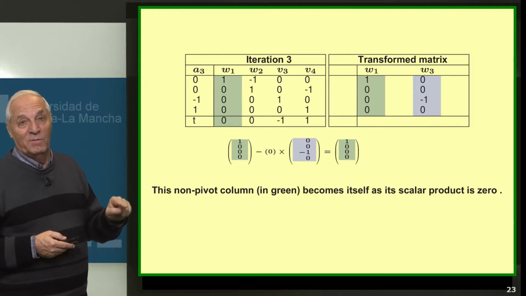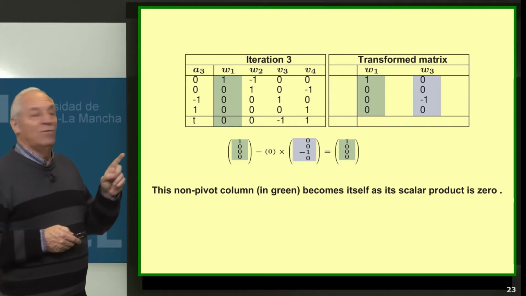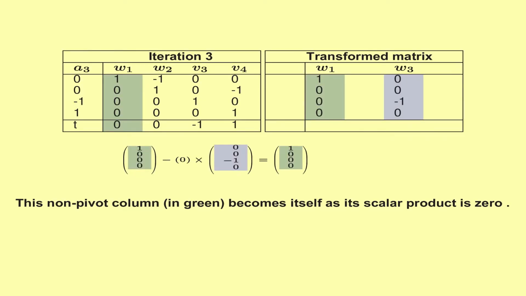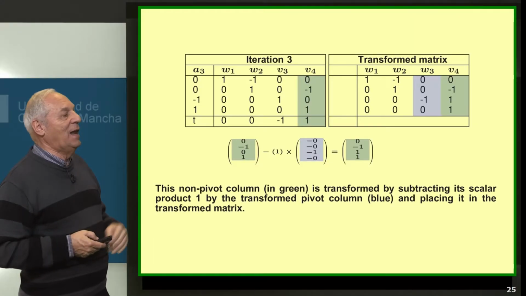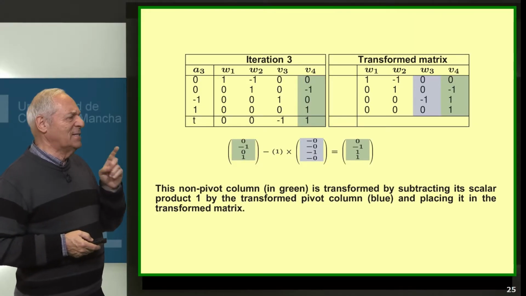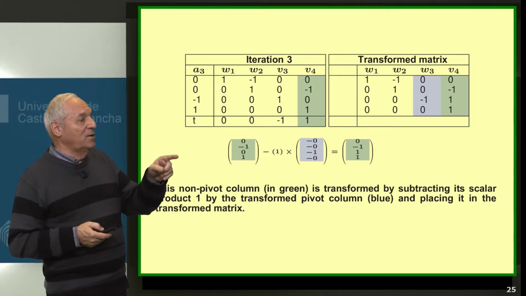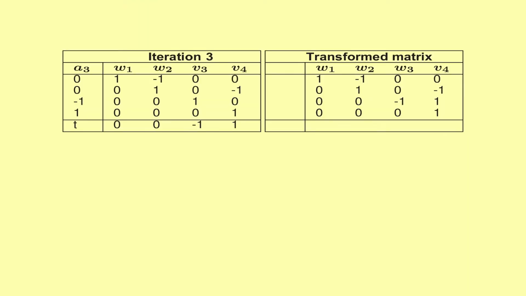We have put W3, because we just pivot and you will not be able to pivot again with it. There are two columns, W1 and W2, whose scalar product is 0. Those are copied. And the last column is itself minus its scalar product, which is 1, by the transformed pivot column, what gives us the vector 0, -1, 1, 1, which is what we have put there.